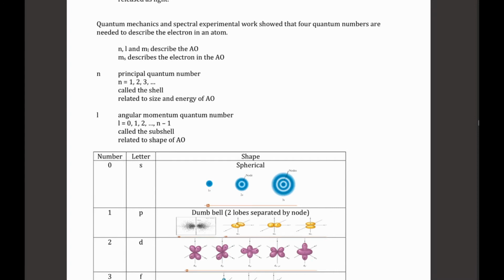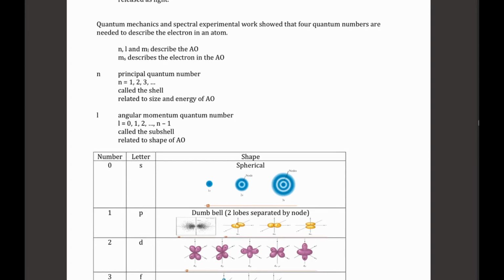L, that's not a 1, by the way, that's L. It's called the angular momentum quantum number. L takes on values 0, 1, 2, and so on up to N minus 1. So if N is 1, L can only be 0. If N is 2, L can be 0 and it can be 1. If N is 3, L can be 0, 1, or 2. L is referred to as the subshell, and it's related to the shape of the atomic orbital, also the energy.